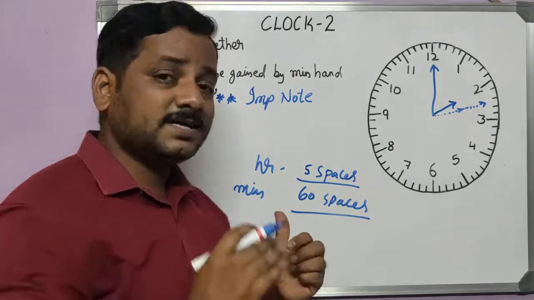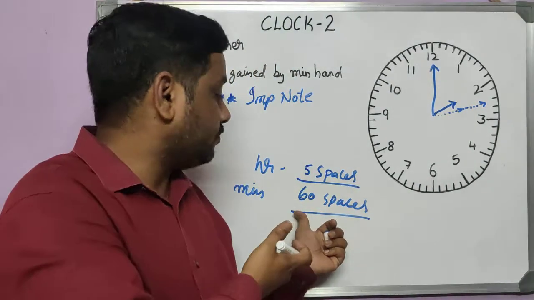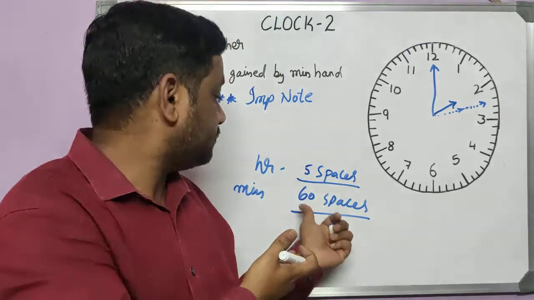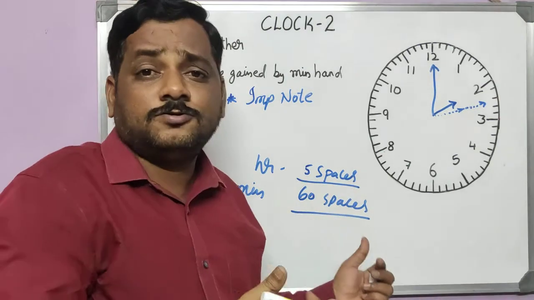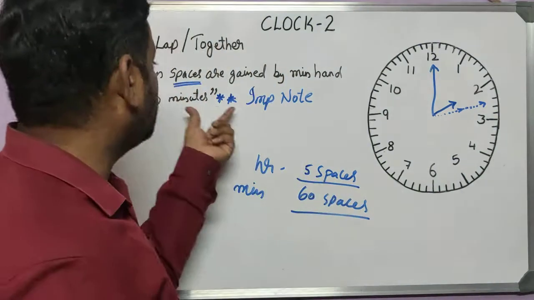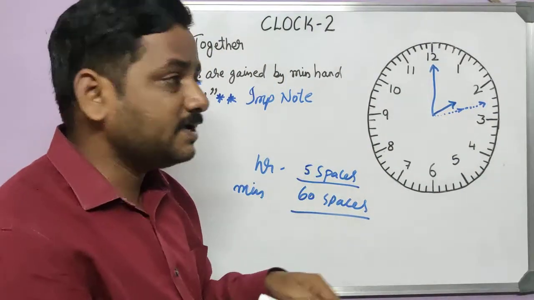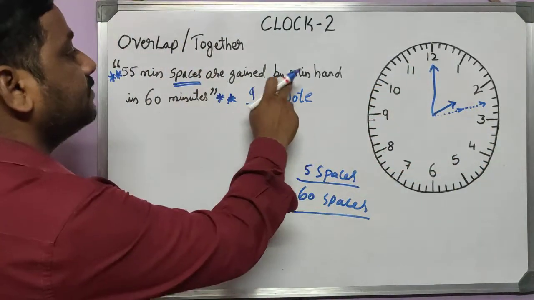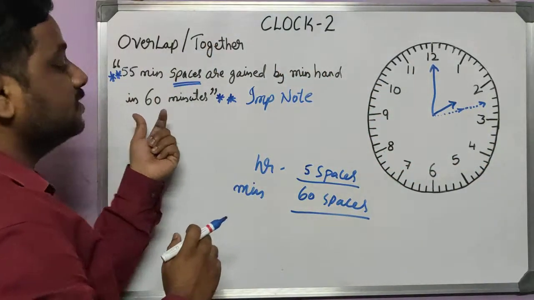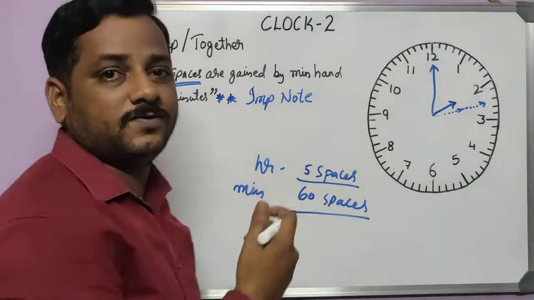So how many spaces has the minute hand gained? It is 5 and here 60. So it has gained 55 spaces. So that is what it means here: 55 minute spaces are gained by the minute hand in covering 60 minutes, or in 1 hour.